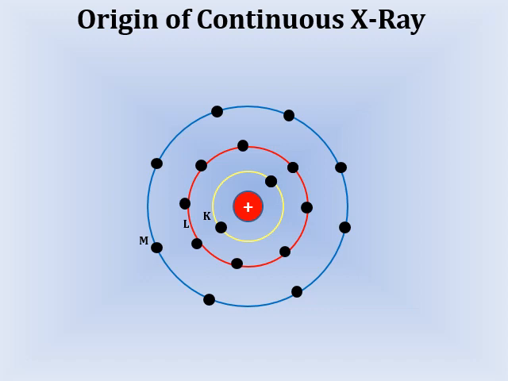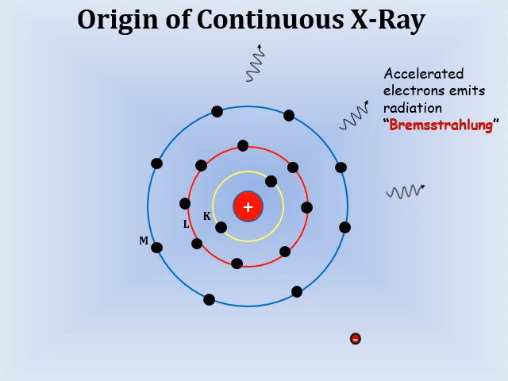Here we try to understand the origin of continuous X-rays with animation. When a high-energy bombarding electron passes by the positively charged nucleus of the target atom, the path of the electron changes due to Coulombic interaction with the nucleus. The change in path causes acceleration; here it is decelerated. According to the theory of electromagnetic radiation, an accelerated charged particle emits radiation. It is called Bremsstrahlung.